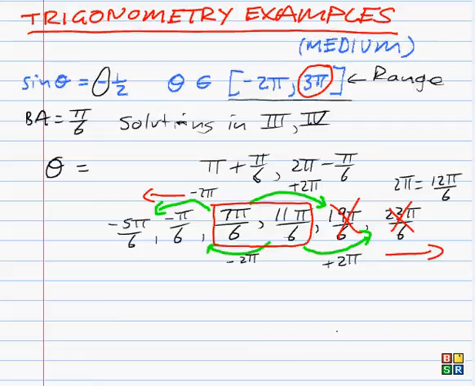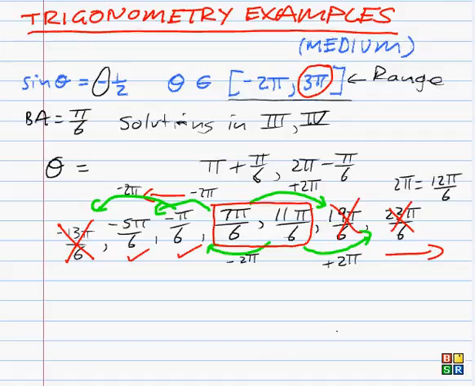Moving to the left, minus pi on 6, is that in the range? Yes, it is. Minus 5 pi on 6, is that in the range? Yes, it is. We obviously need to keep getting more solutions, so let's subtract 2 pi from minus pi on 6 and see what we get. Minus pi on 6 minus 12 pi on 6 is minus 13 pi on 6. Is that within the range minus 2 pi to 3 pi? No, it's just outside the range.